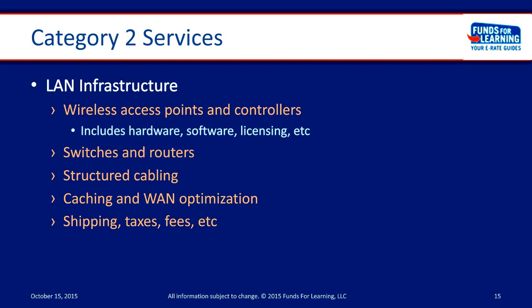In addition to that, they will pay for the structured cabling that you need to get all of the access points connected. And beyond that, they will pay for things like shipping, taxes, fees, installation, and configuration. So if the piece of equipment is eligible, everything that you need to get it installed and up and running and operational will be eligible for discounts as well. And again, we're talking about the local area network infrastructure components at a given location. Generally speaking, if it's a required piece of equipment in order for a student to access the internet, there's a good chance that it will be eligible for an E-rate discount.